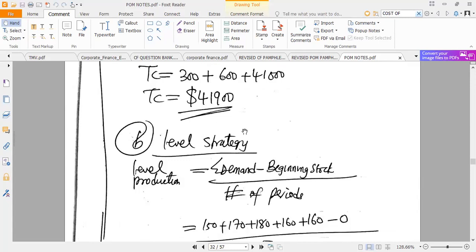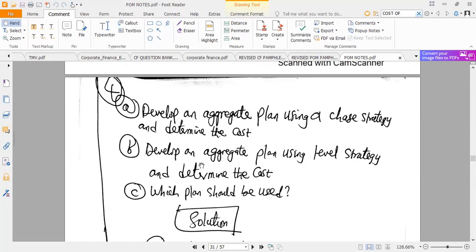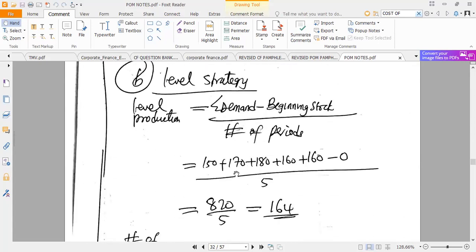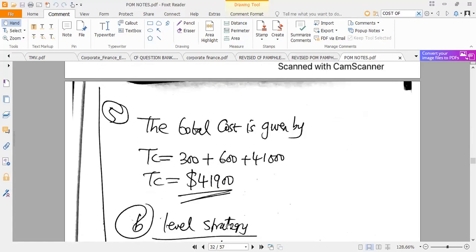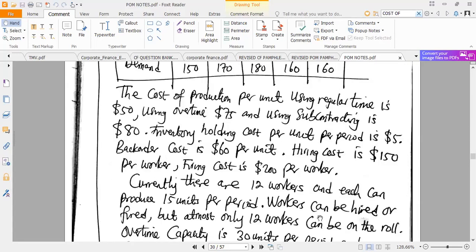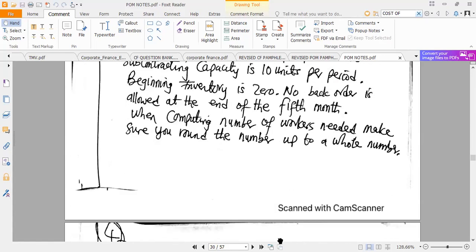Now, getting down to the other strategy we're looking at, the level strategy, or the pure strategy, as per part B of the question. First of all, we have to look at the level production, where level production is equal to the summation of demand, minus the beginning stock, divided by the number of periods. So we aggregate the demand starting from the first month given, which is the addition of all those 150, 170, 180, 160, and 160.